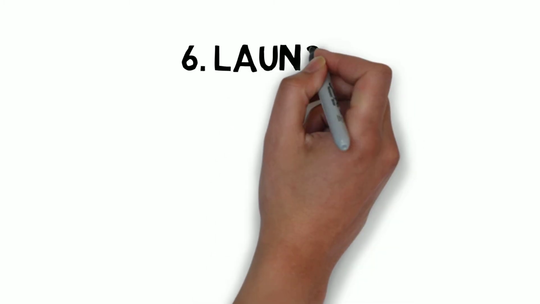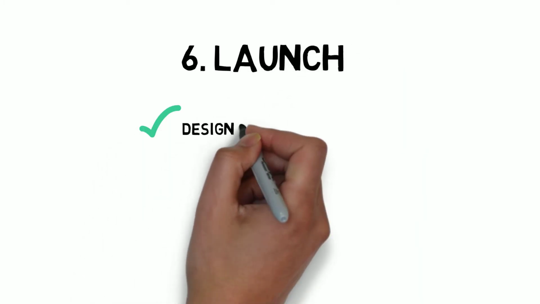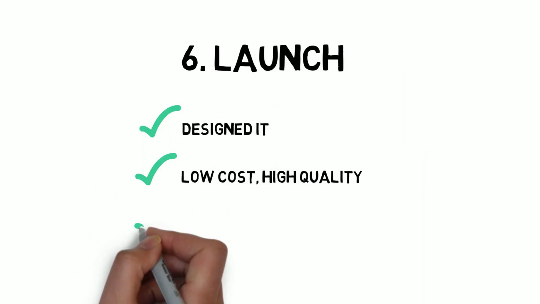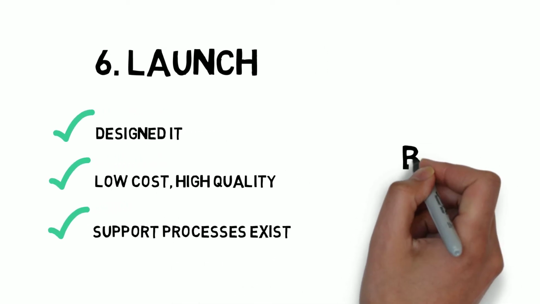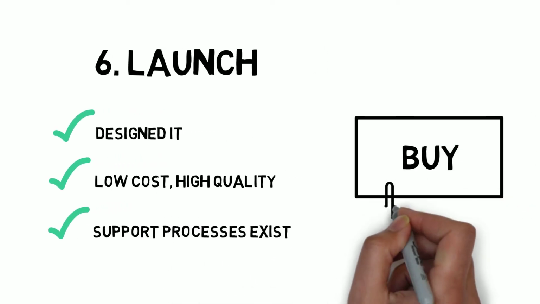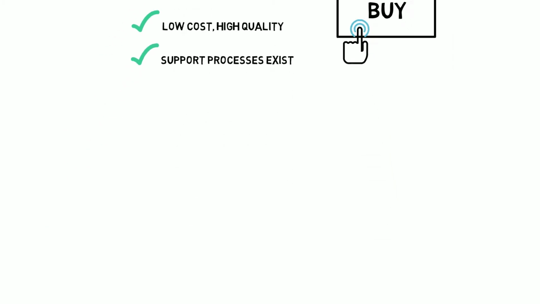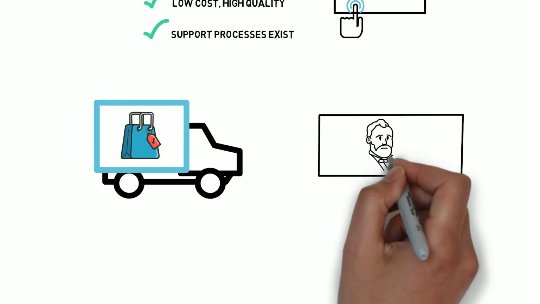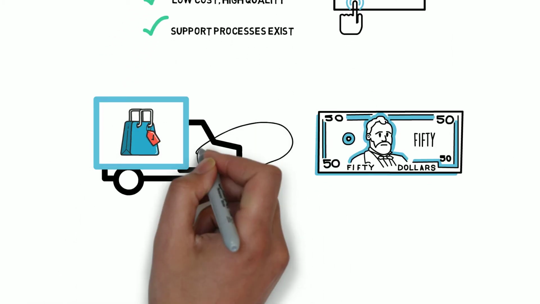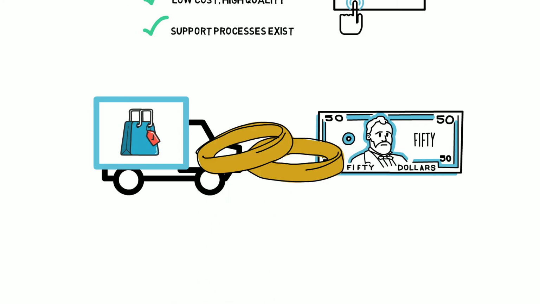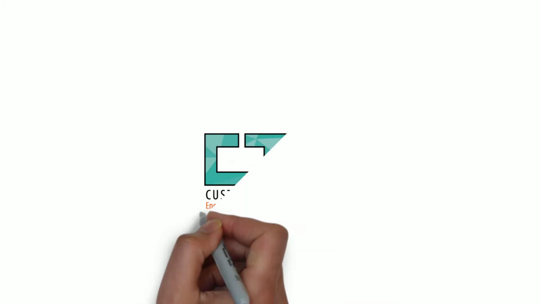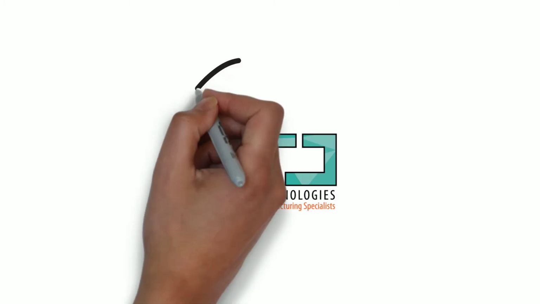We finally made it to step 6, launch. We've designed it, made sure it was high quality and low cost, and made sure that support processes exist. Finally, someone can click buy, and the product will leave our warehouse and revenue will come in. This is the brass ring for many startups and investors, and a key requirement for most established companies.